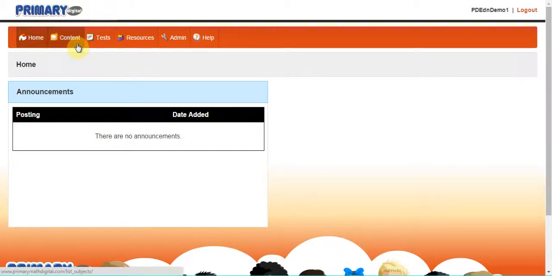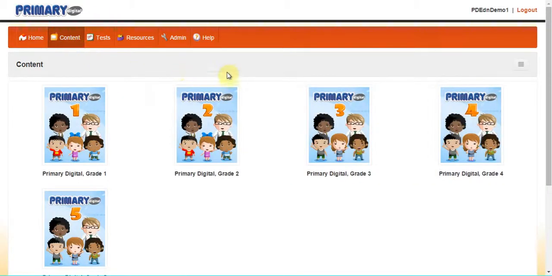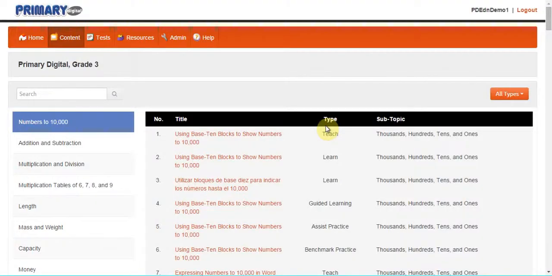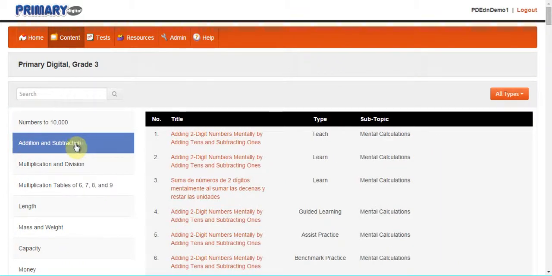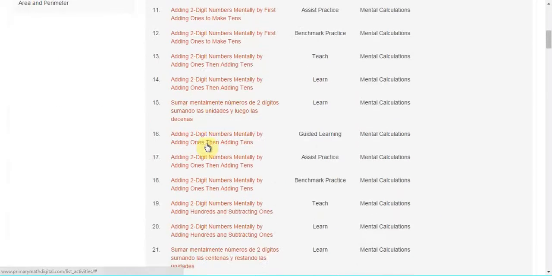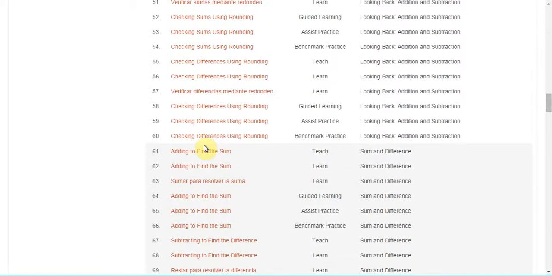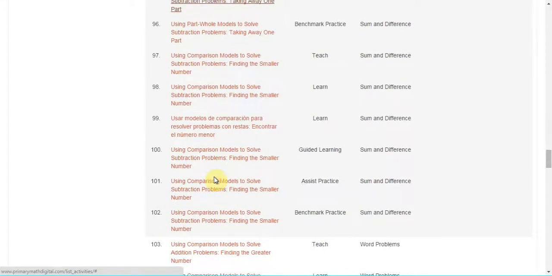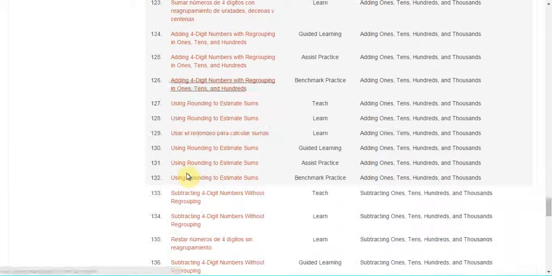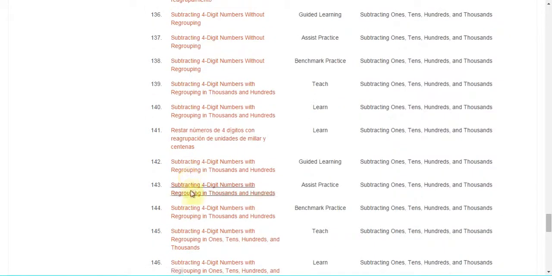First, I'll click on Content and find the individual grade. For today's demonstration, we'll do grade 3. Next, we need to find our topic. Today we'll be working on addition and subtraction. Okay, then we'll find our individual lesson. Today we'll be working on subtracting 4-digit numbers with regrouping in ones, tens, hundreds, and thousands.